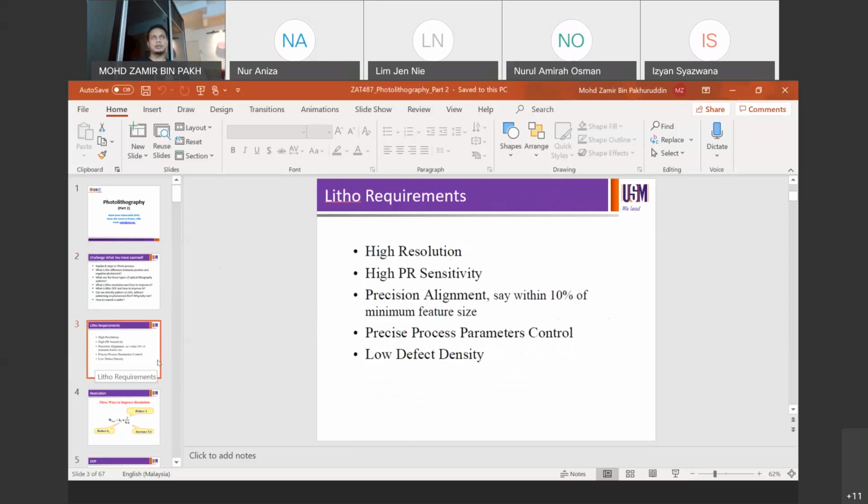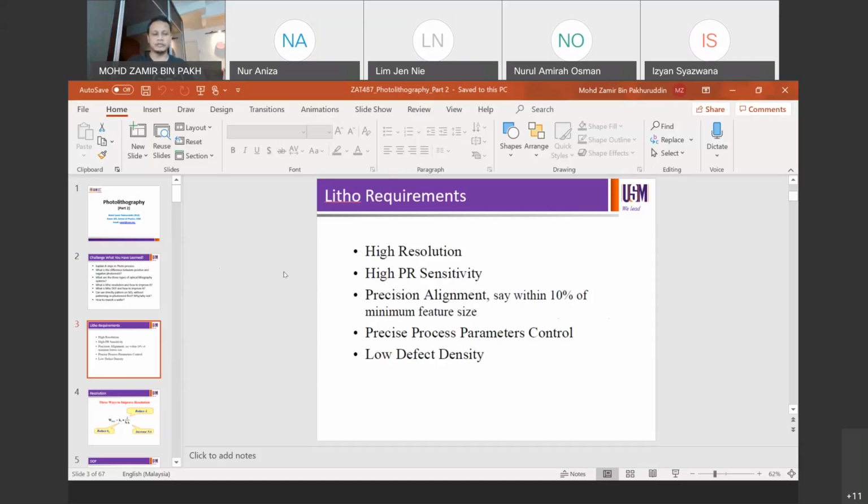To make sure that the litho process is successful, there are a few parameters that we have to look at. The first one is you want to have high resolution. High resolution here doesn't mean you want a high value of R, not R equals k lambda over NA. High resolution means good features, good imaging, not blurry, and so on and so forth.